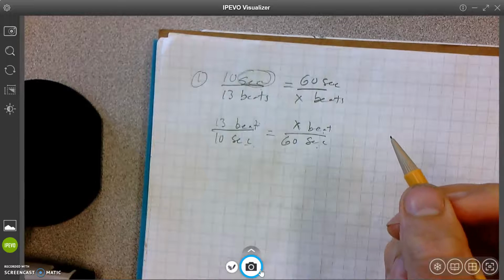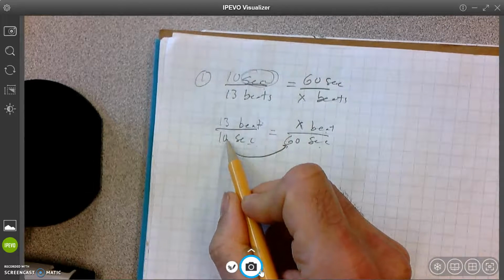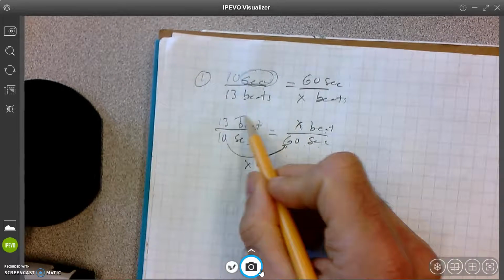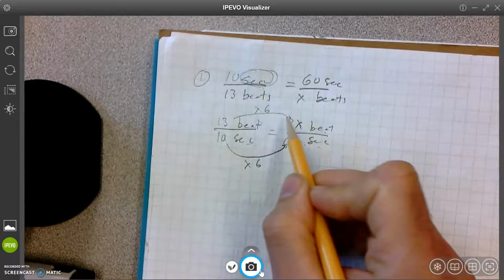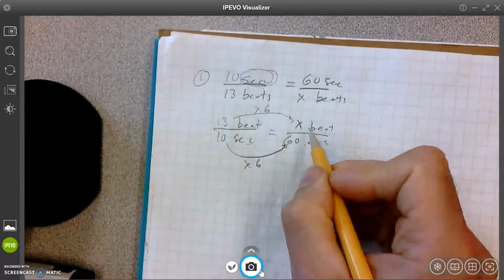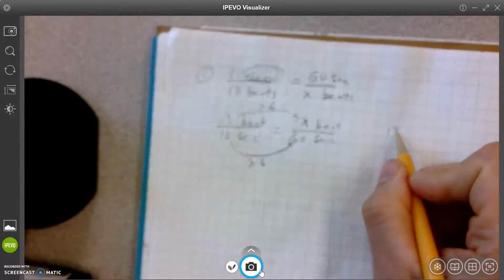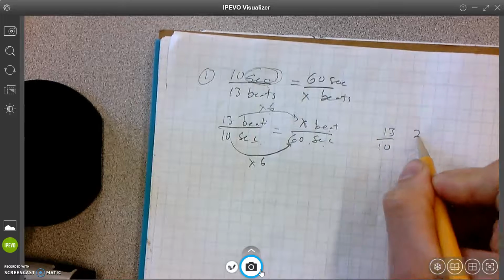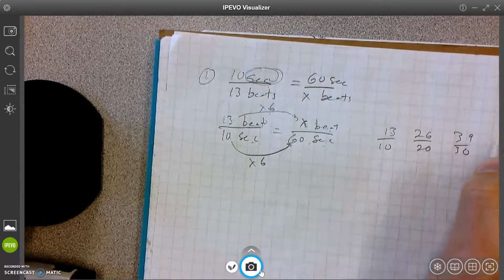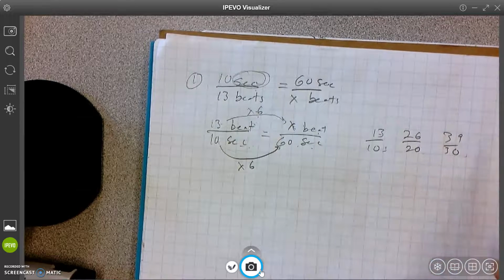So there's a bunch of ways to solve this. If you're really good, you can see this relationship right here. So 10, how do you get to 60? That's times 6. And then 13 times 6. Whatever you do to the numerator, you do to the denominator, and you get the beats right there. So 13 times 6 is going to get me that answer. You can also do what we just did. So 13 over 10, and then you double it, 26 over 20, and then you keep going, 39 over 30, and you keep going until you get 60 seconds right here. These are the seconds. So you can do what we just did, but there's actually a quicker way.